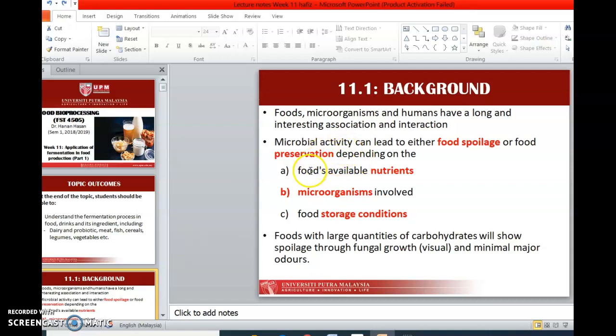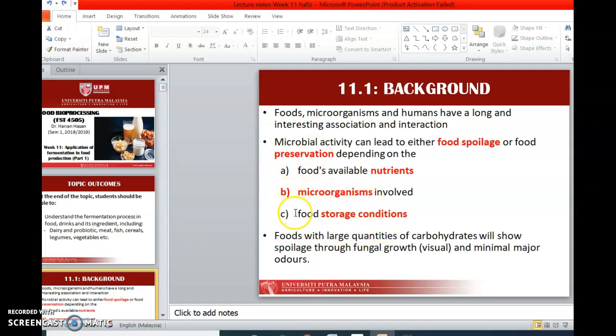So this activity depends on the available nutrients in the food. For example, if they are rich in carbohydrate, protein, or fat, and the type of microorganism involved, I think this is the most important part. So if a spoilage microorganism, for example Clostridium botulinum, grows, it will cause food spoilage. But if a good microorganism is used, for example we use a starter culture, they will preserve the food instead. And the last one, the food storage condition.